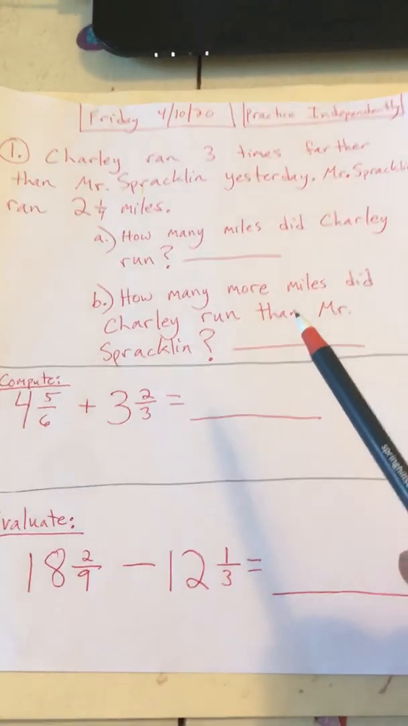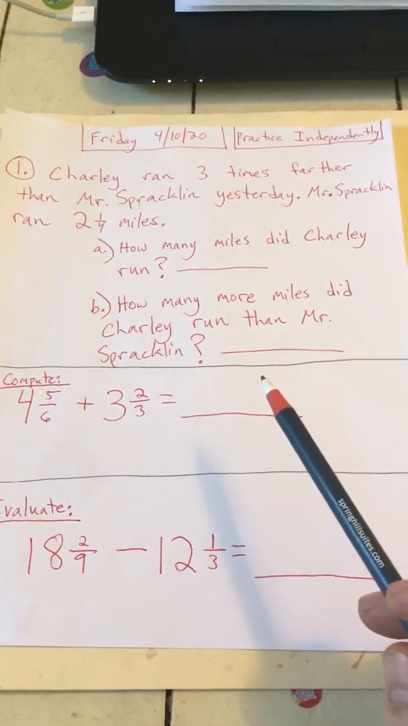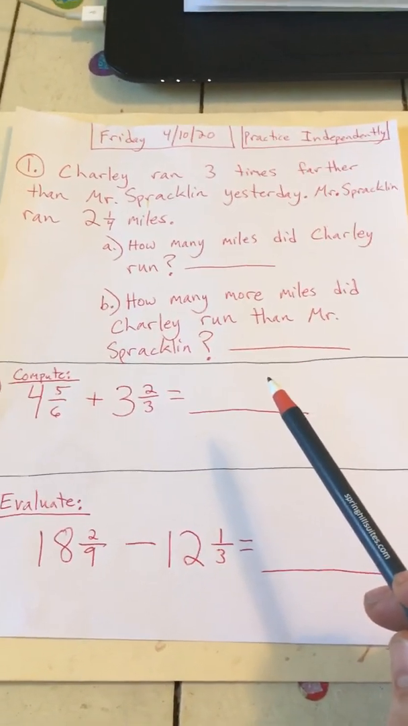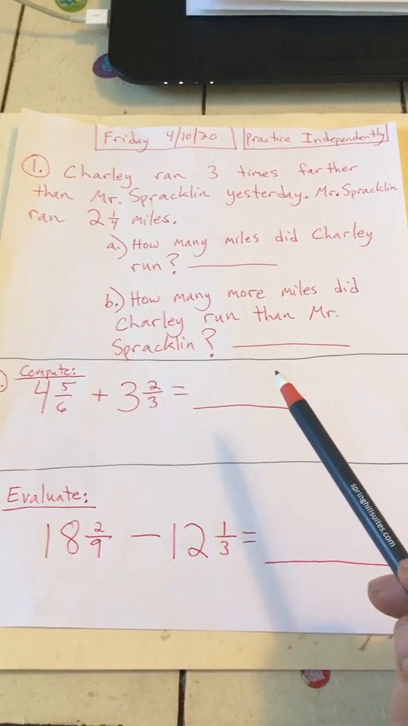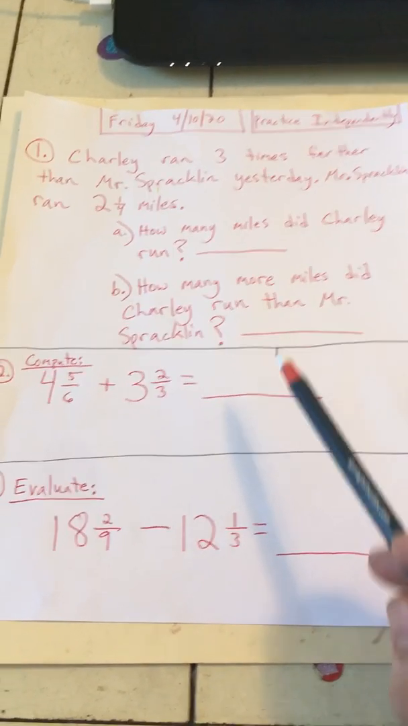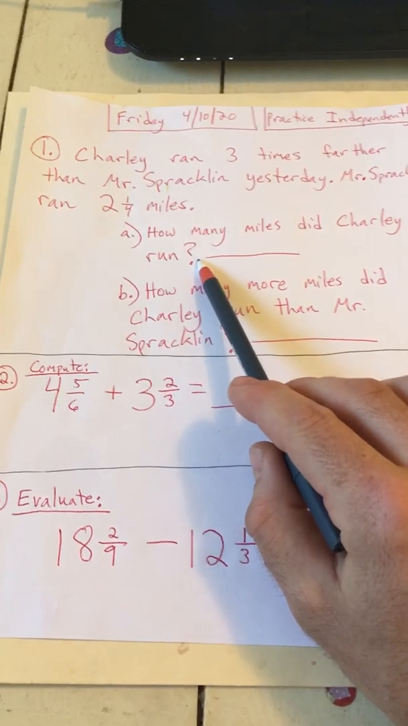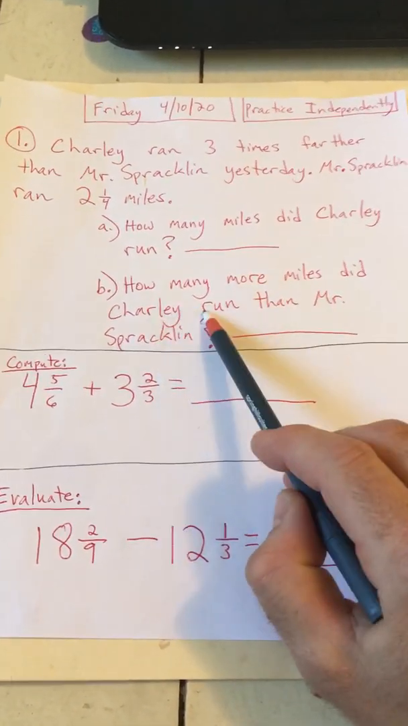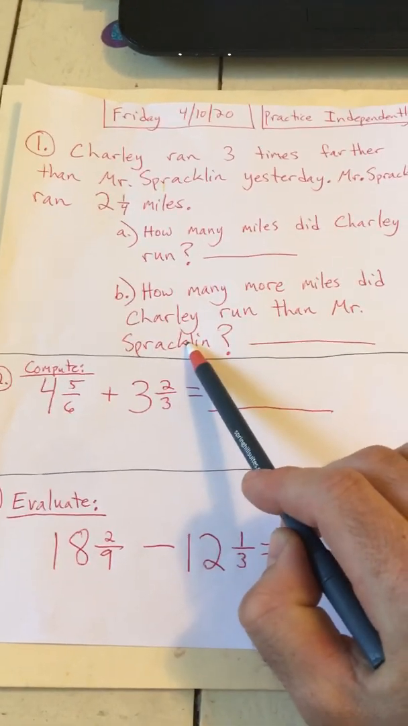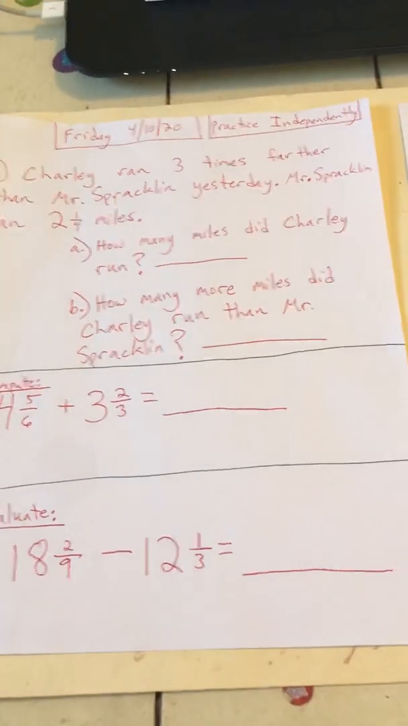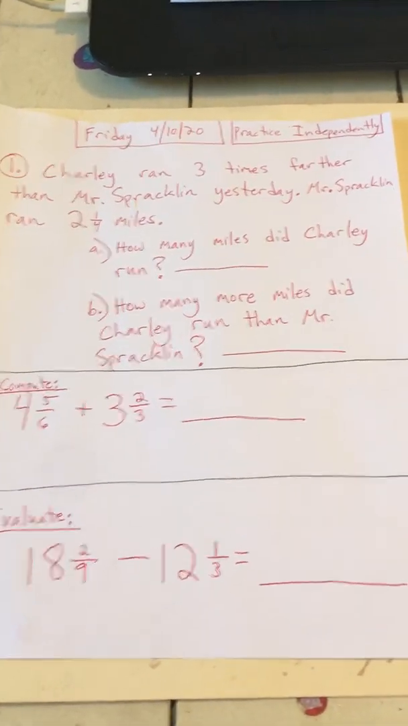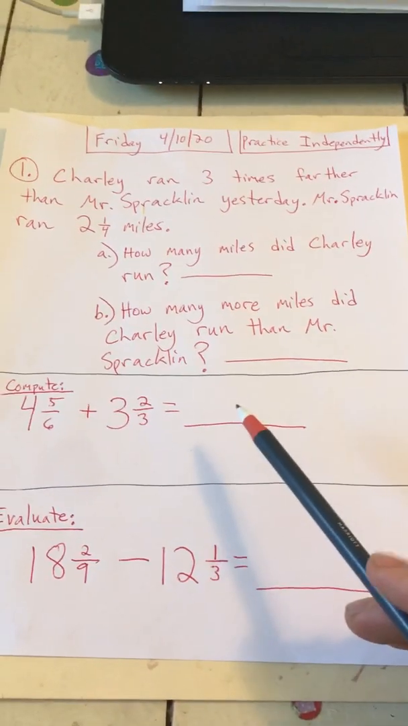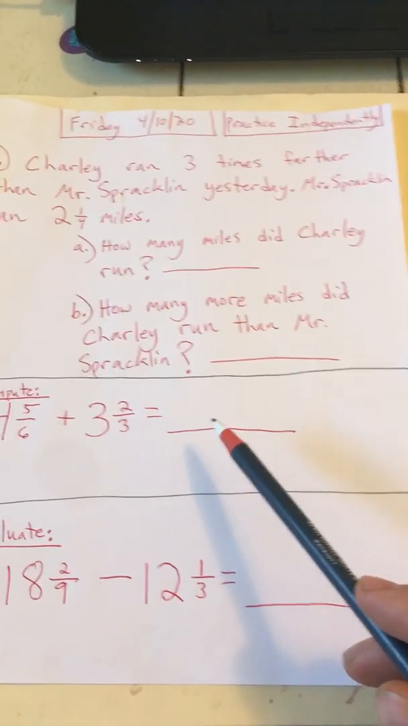So here's the problem. Number one says Charlie ran 3 times farther than Mr. Spracklin yesterday. Mr. Spracklin ran 2 1/4 miles. So part A says how many miles did Charlie run? And part B says how many more miles did Charlie run than Mr. Spracklin? Okay, so it's about miles. It tells you how much I ran. It tells you how much further he ran. And let's try to figure out how to solve this problem.